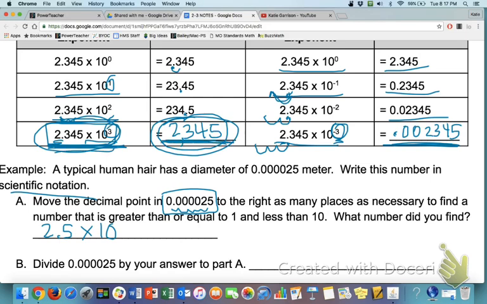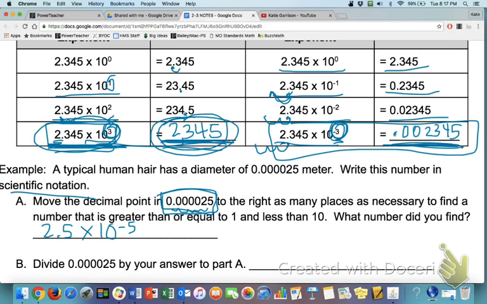So these are just two different ways to represent the same number, and so are these. It's just that, again, negative exponents, tiny numbers. Positive exponents, big numbers. So since this is a tiny, tiny number, it is going to be a negative exponent, and we moved it 1, 2, 3, 4, 5 times. So it is going to be negative 5. 2.5 times 10 to the negative fifth.